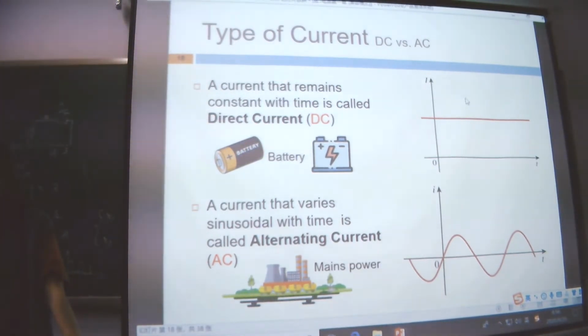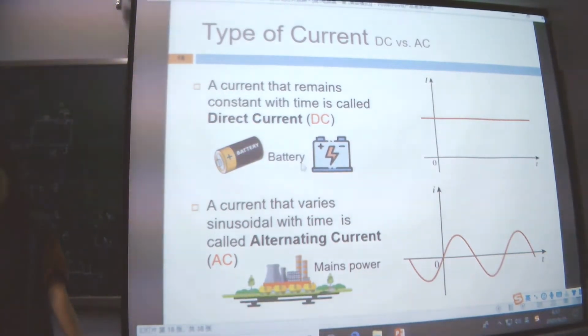Here, for DC, the figure is like this. Here is t, the time. Here is the value of I. So the line should be a straight line. The current remains constant with time. We say it is direct current. In our life, a direct current source is the battery, right?